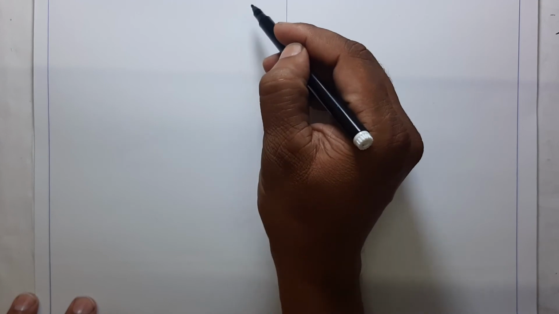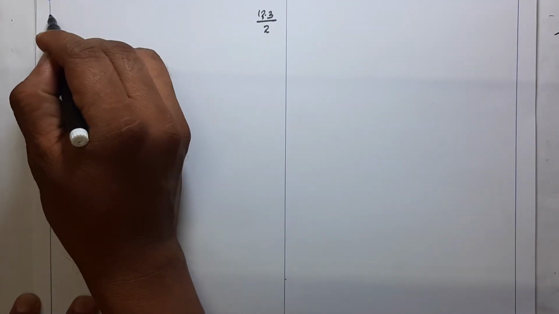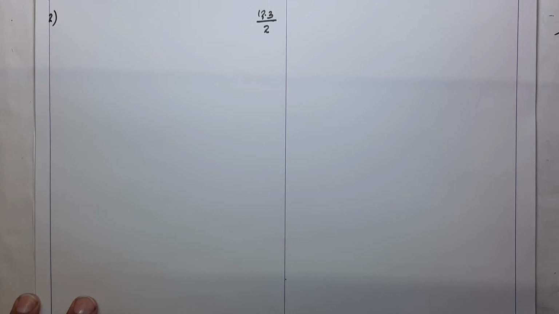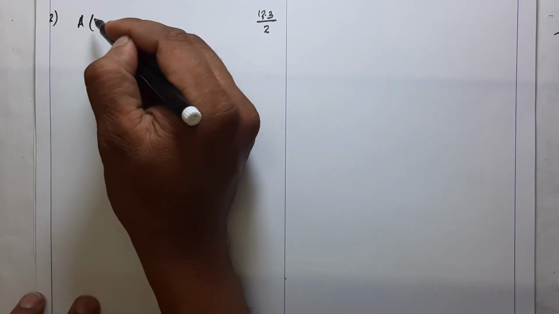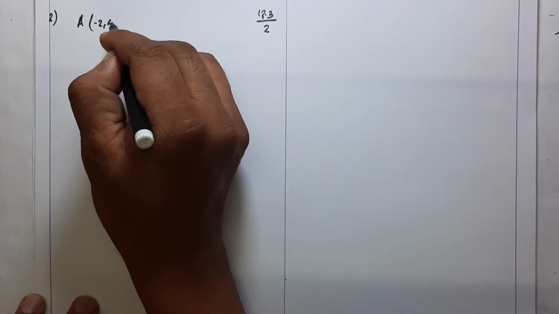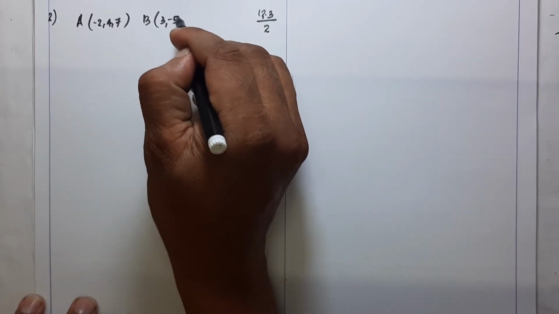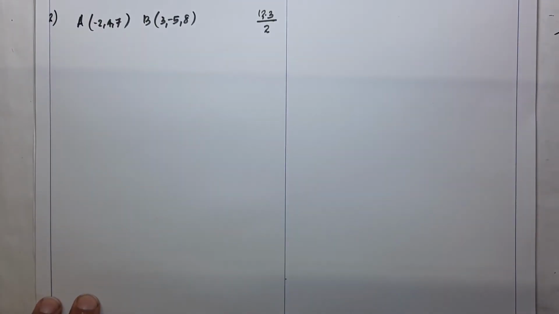Our next question, 12.3, question number 2: Find the ratio in which the YZ plane divides the line segment joining the points A(-2, 4, 7) and B(3, -5, 8).